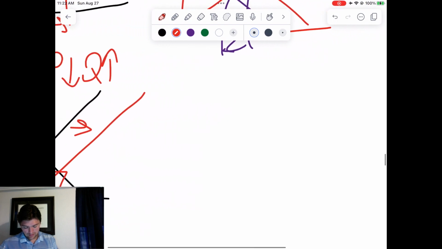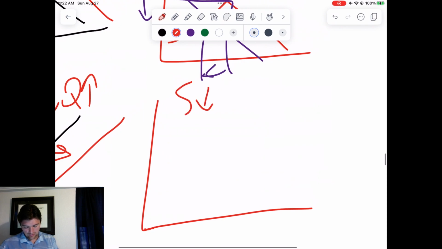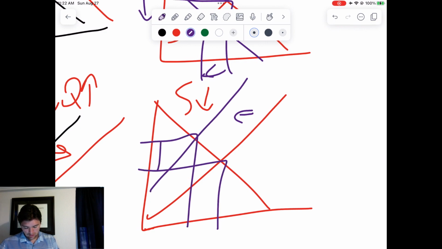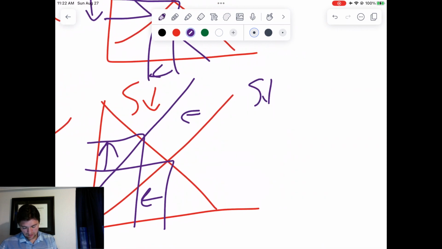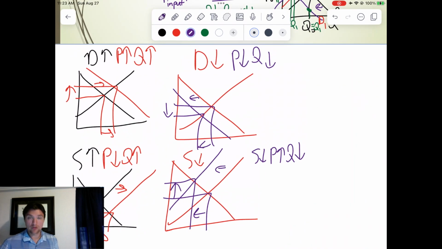And then what if we had supply goes down? So that would be a shift to the left here. And then as you can see, price goes up, quantity goes down. So because supply goes down, price goes up, quantity goes down. So these are the 4 single shifts that are happening.